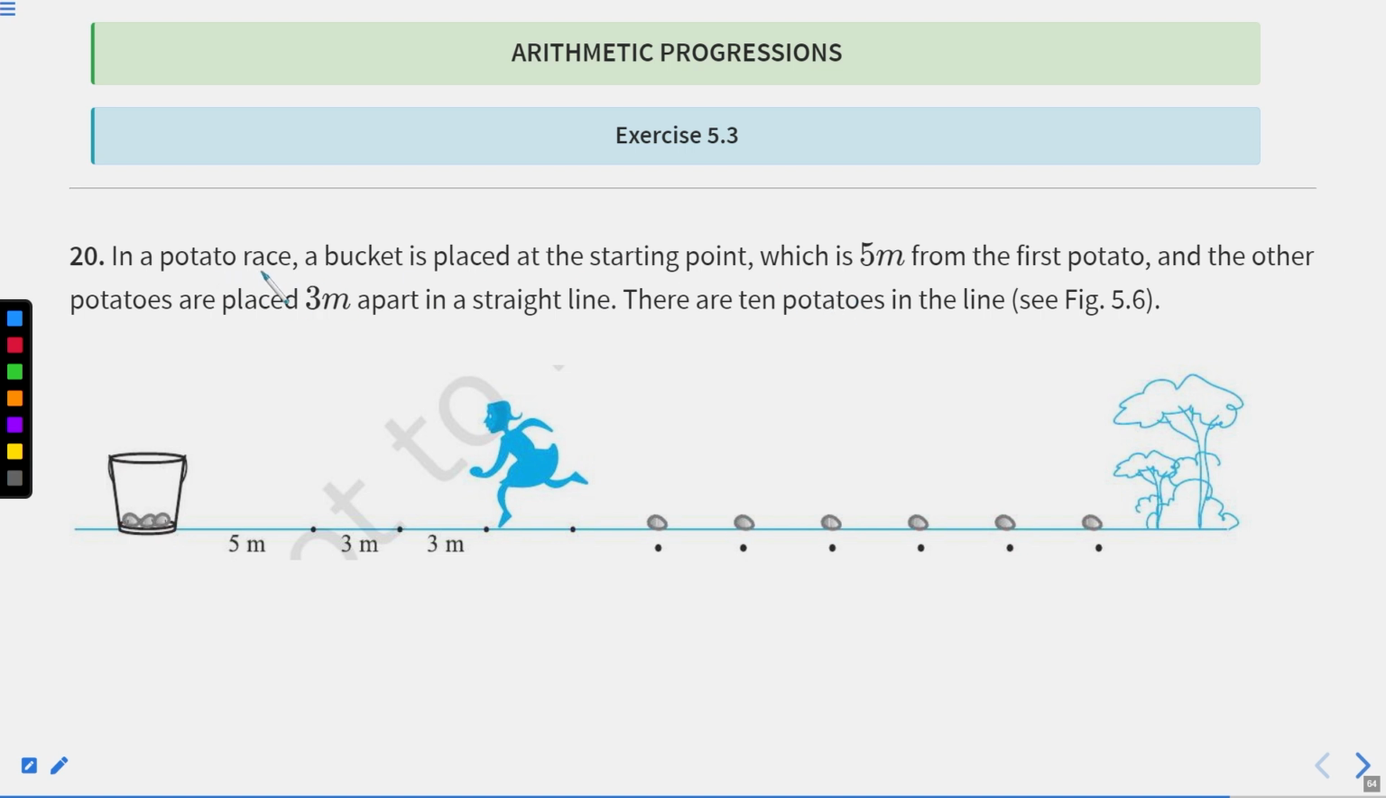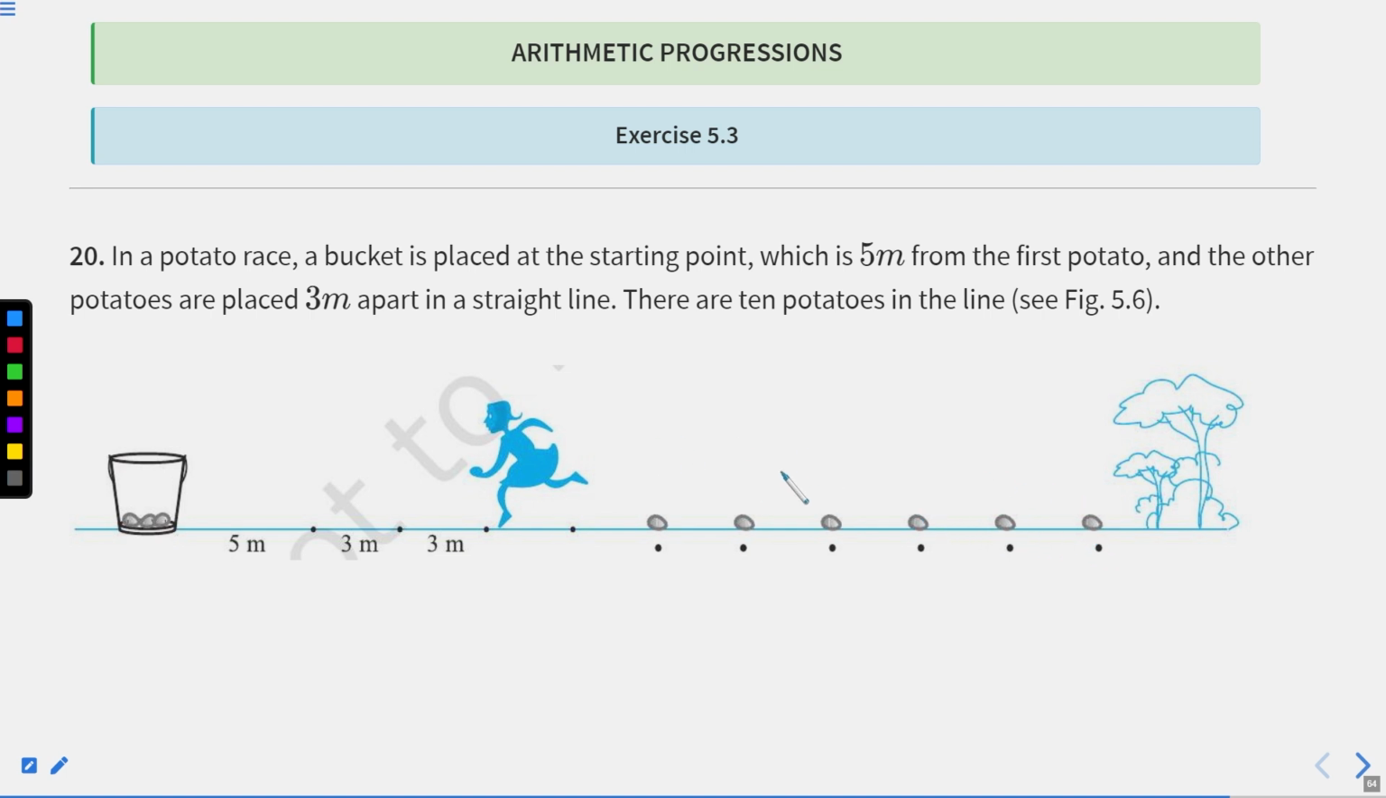Here in a potato race, our bucket is placed at the starting point. So here we have a bucket, which is 5 meters from the first potato. So from this potato the distance is 5 meters, and the other potatoes are placed 3 meters apart in a straight line. The distance from the first potato to the second potato is 3 meters, this to this 3 meters, this to this 3 meters, and so on.